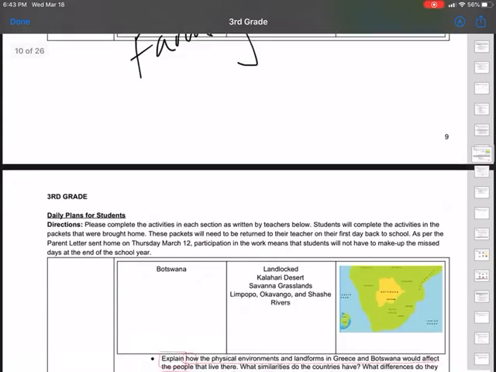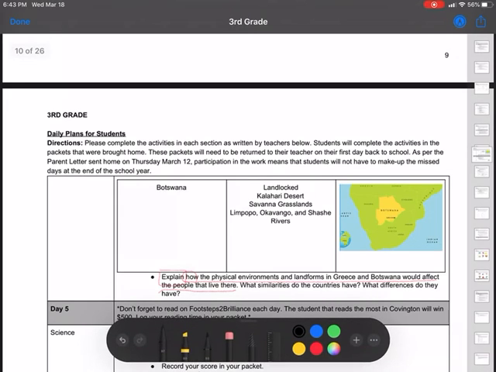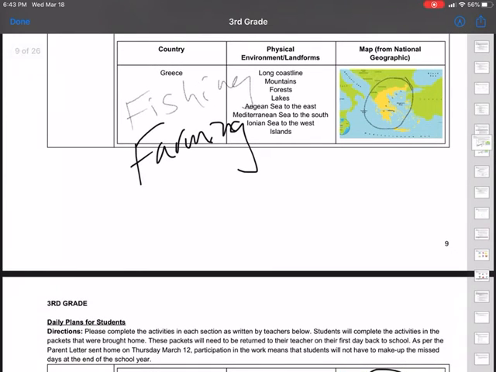So then after that, I'm going to look at Botswana, and I see that it's actually landlocked, as it shows right here, which means it is not around any water. So like Kentucky is landlocked because we're not by a big ocean or anything. And so then from there, I'm going to think, well, they're probably not going to have fishing. And there's also a desert. So how they use the land is going to be completely different than how Greece uses their land.